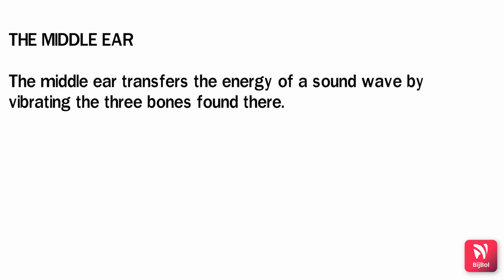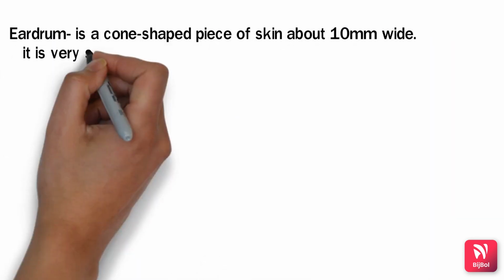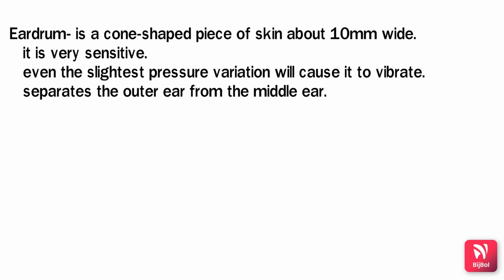The outer ear is done. Now we will be dealing with the middle ear. The middle ear transfers the energy of a sound wave by vibrating the three bones found there. The eardrum is also known as the tympanic membrane. The eardrum is a cone shaped piece of skin about 10 mm wide. It is very sensitive. Even the slightest pressure variation will cause it to vibrate. It separates the outer ear from the middle ear.